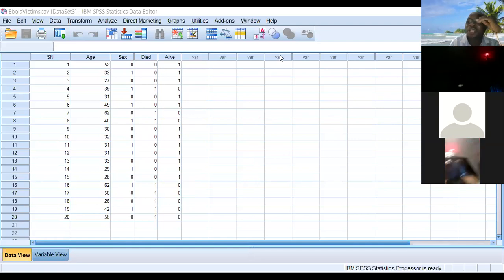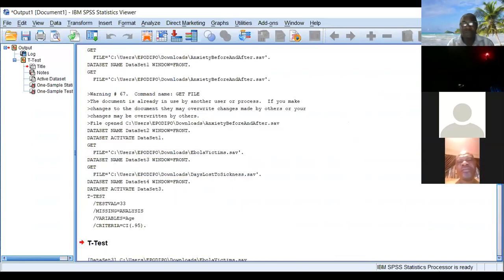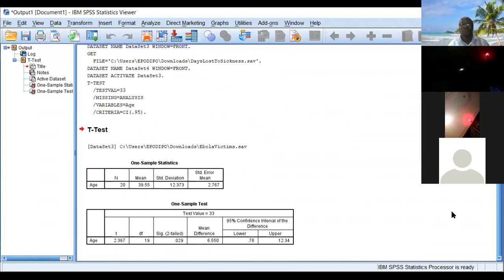Here again, new share. Share the output, the result window. Yes, thank you, sir. This is just the answer. So the mean for the group is 39.55. That is, if you add all those 20 ages together and divide by 20, it gives us 39.55. So comparing 39.55 with 33.